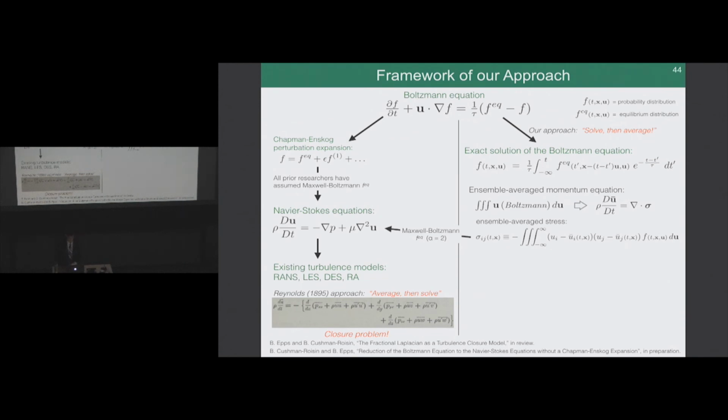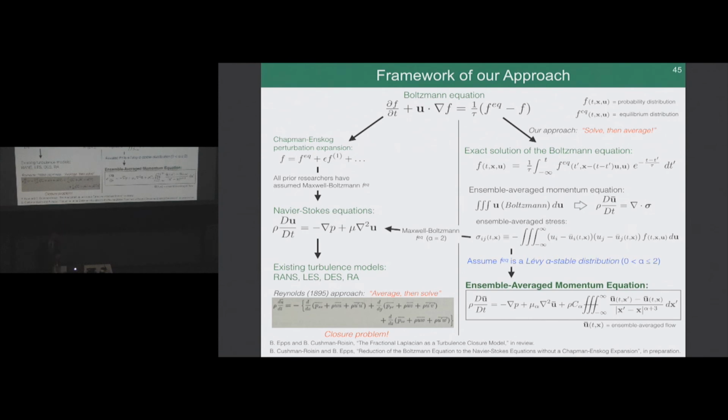And then the basis of a second paper we have in review right now is this idea of using this Levy-alpha stable distributions. And so if you use FEQ as a Levy-alpha stable distribution, plugged in here, you plug this F in here, and you do about 15 pages of algebra, what you find is that you have a fractional Laplacian as a turbulent force in this momentum equation. So again, this looks a lot like Navier-Stokes, where we have the same left-hand side, we have the pressure and the viscous forcing, but now we have this turbulent forcing, which is described as a fractional Laplacian.